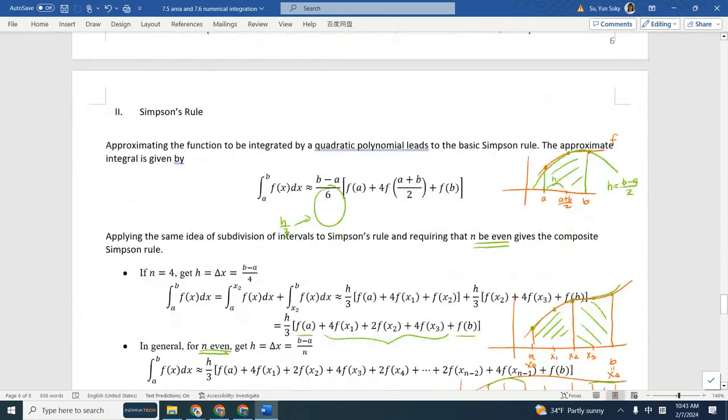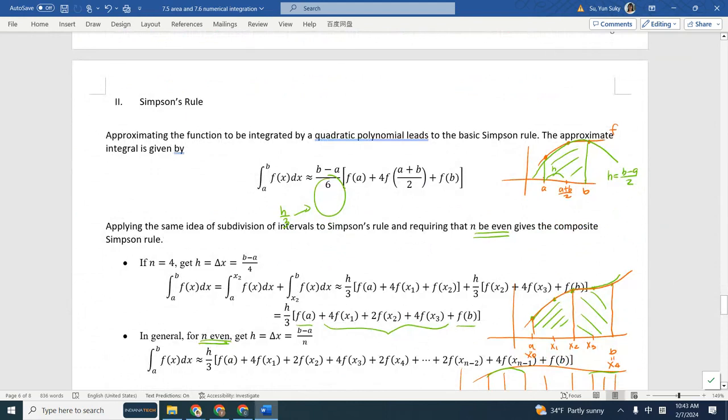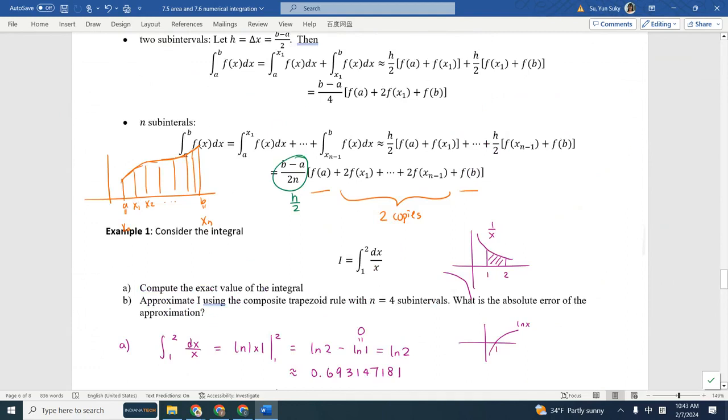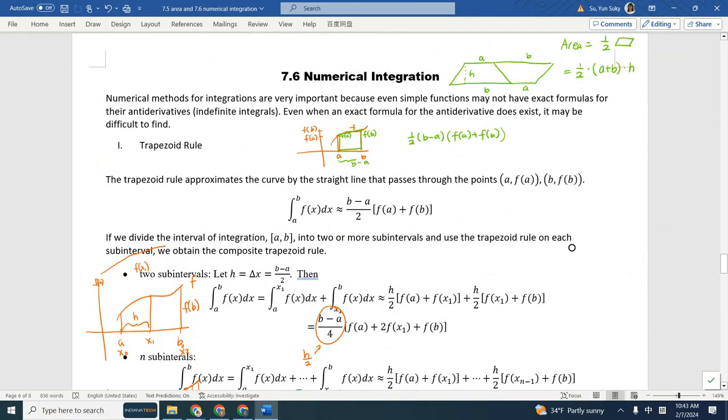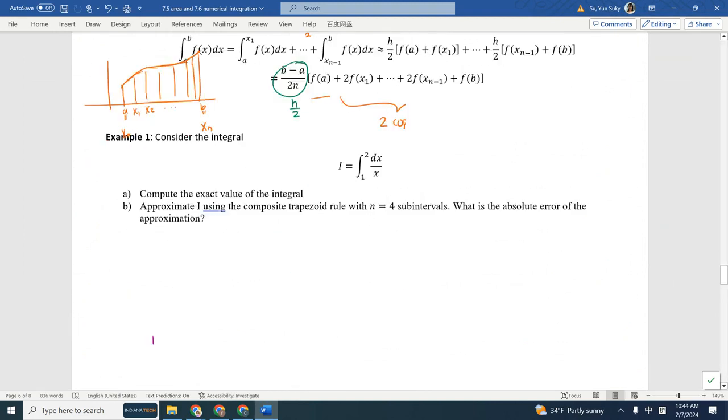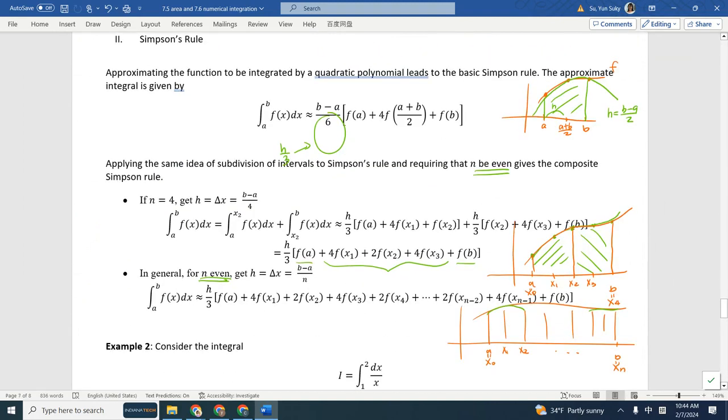Next method, we're going to learn Simpson's rule. For the trapezoid method, we use the secant line passing through the 2 endpoints. You know what a secant line is, right? You have two points on the graph, and you draw a line connecting them. This is a secant line. The trapezoid method uses the secant line to approximate it, whereas the Simpson's method uses a quadratic polynomial to approximate it.